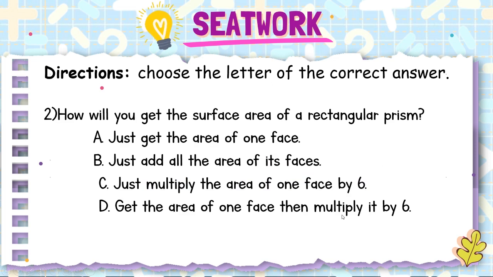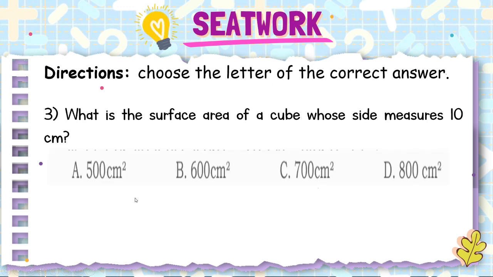For number 1, Leia wants to get the surface area of the cabinet she bought. Which of the following formulas will she use? Is it A, B, C, or D? And then for number 2, how will you get the surface area of the rectangular prism? Is it A, get the area of one face? B, just add all the areas of the faces? C, just multiply the area of one face by 6? And D, get the area of one face, then multiply it by 6. Question number 3, what is the surface area of the cube whose side is 10 centimeters?